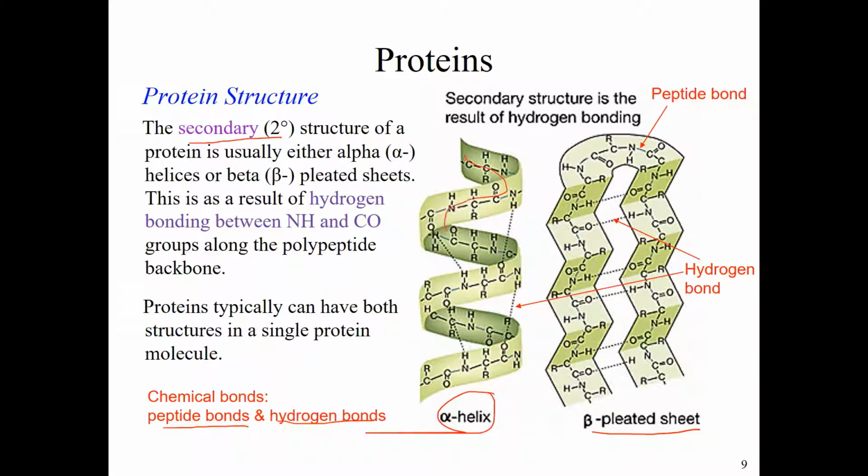And if you look at this alpha helix, what is holding it together are the hydrogen bonds here between the hydrogen and the oxygen. The peptide bonds are between the amino acids here.